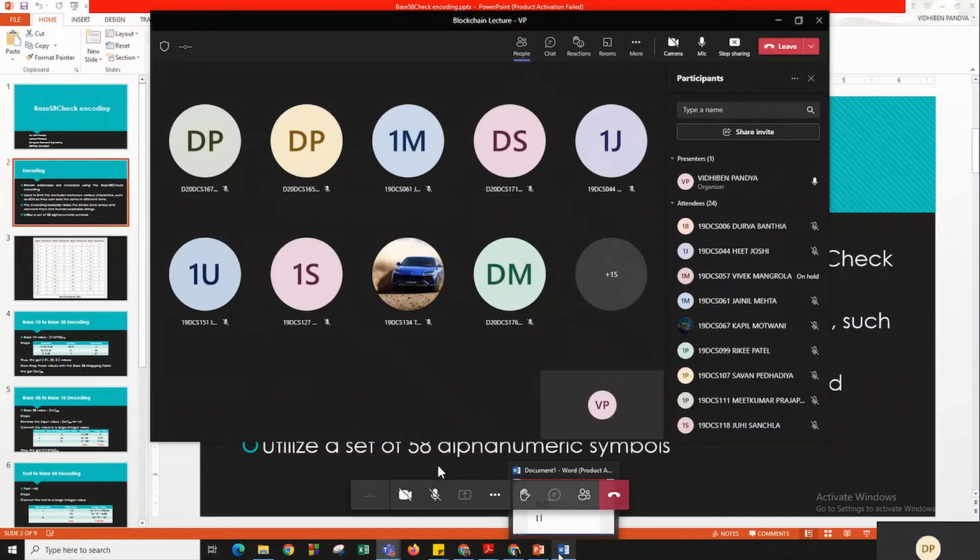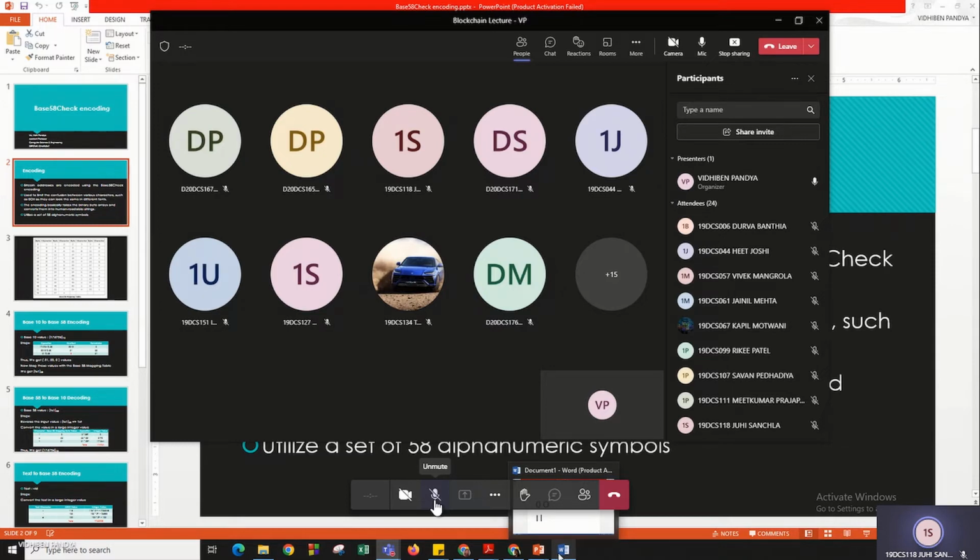26 characters A to Z are capital ones. And 26 characters A to Z are small ones. So what is the total of both? 52, ma'am. 52, right? Now add the numbers 0 to 9, that means 10 numbers. How many in total? 62. 62, right? So in total we have this many characters in the domain.